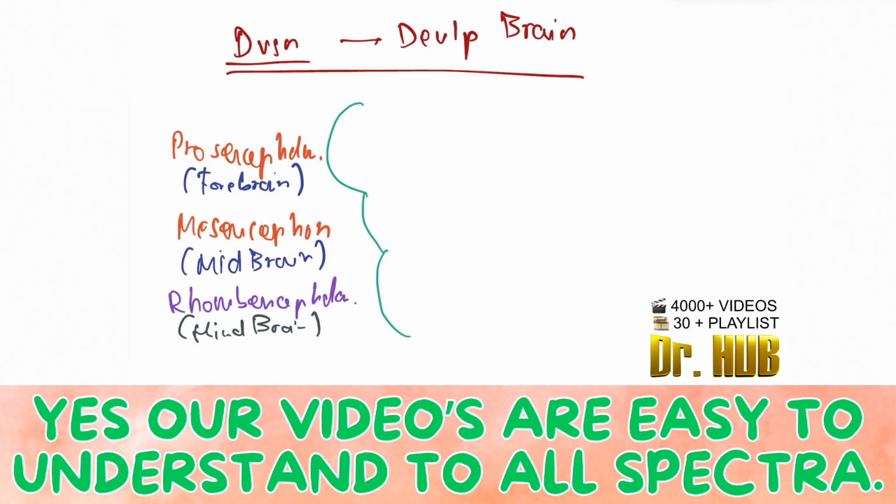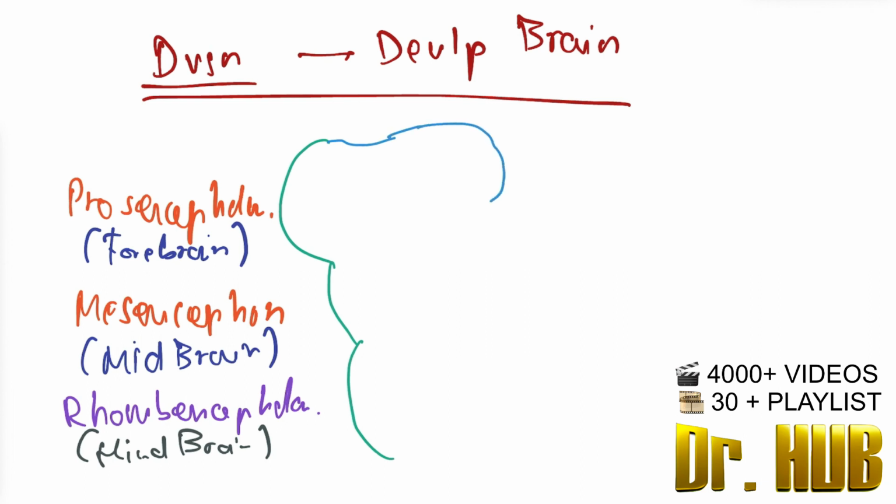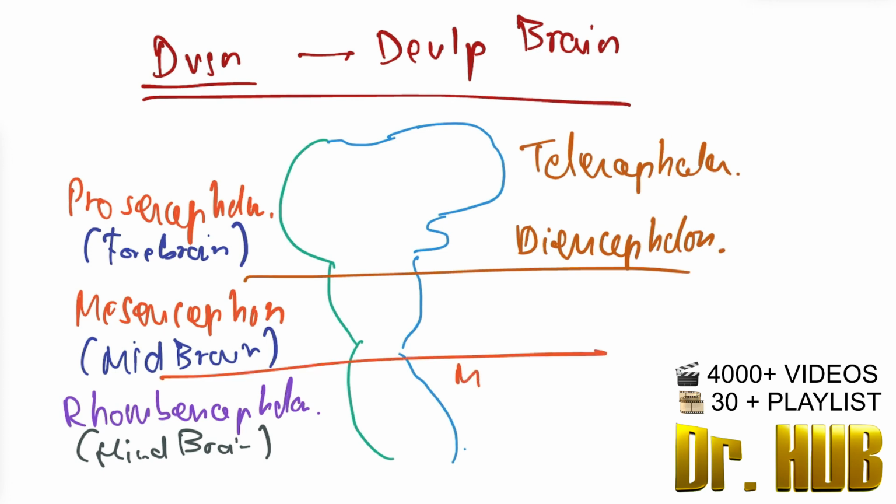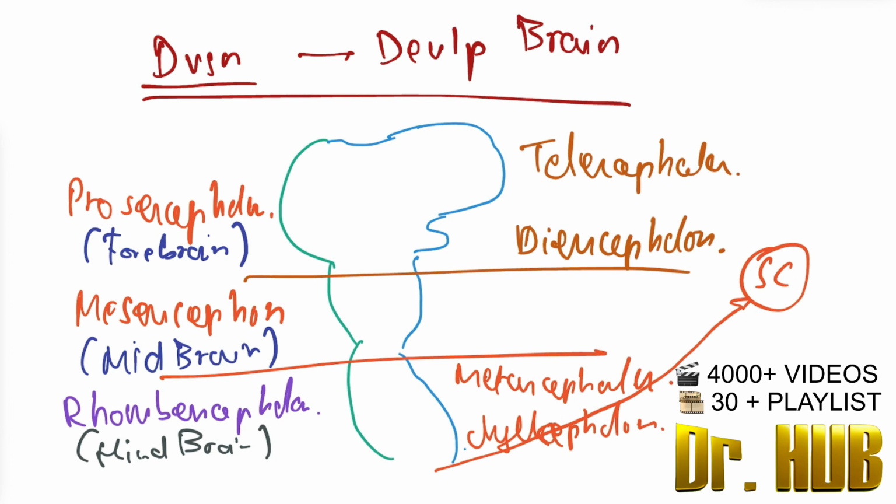So these are the structures, and looking at the other divisions, there will be the telencephalon, then the diencephalon. Then in the hindbrain it is the metencephalon as well as the myelencephalon. The bottom one is going to be nothing but the spinal cord.